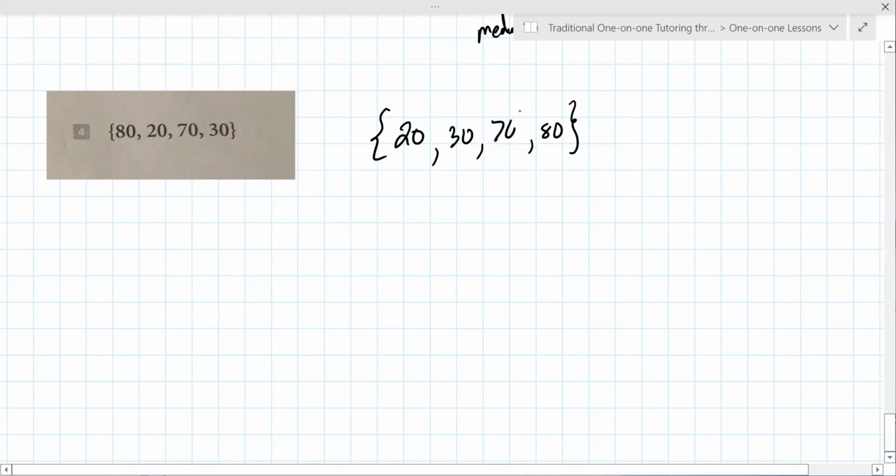So this one you've got 2 middle numbers. So you have to find the average. 30 plus 70 divided by 2. 30 plus 70 is 100, divided by 2 is 50.